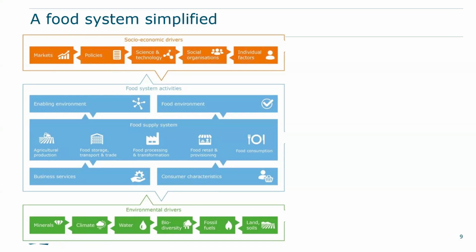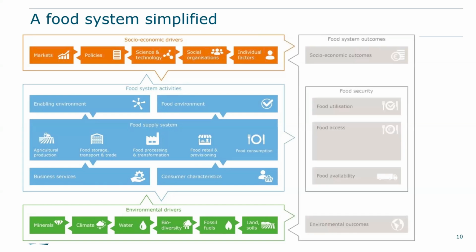So we think, of course, about climate change. How is it affecting the way we produce food? But we can also think about water that we need for maybe processing our foods. Or we can think about the use of fossil fuels or minerals in order to improve our food production. So there's a lot of drivers that actually drive what's happening in the food system.